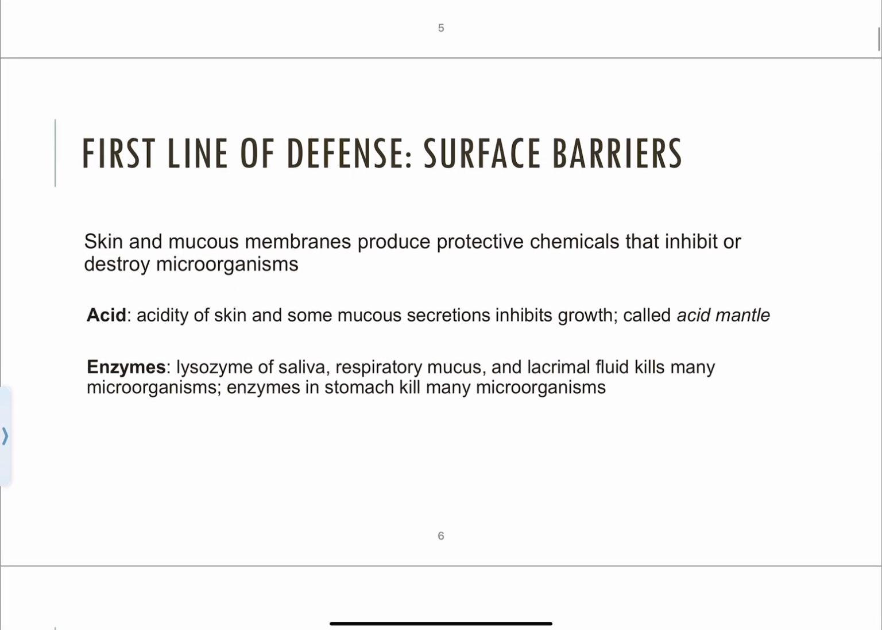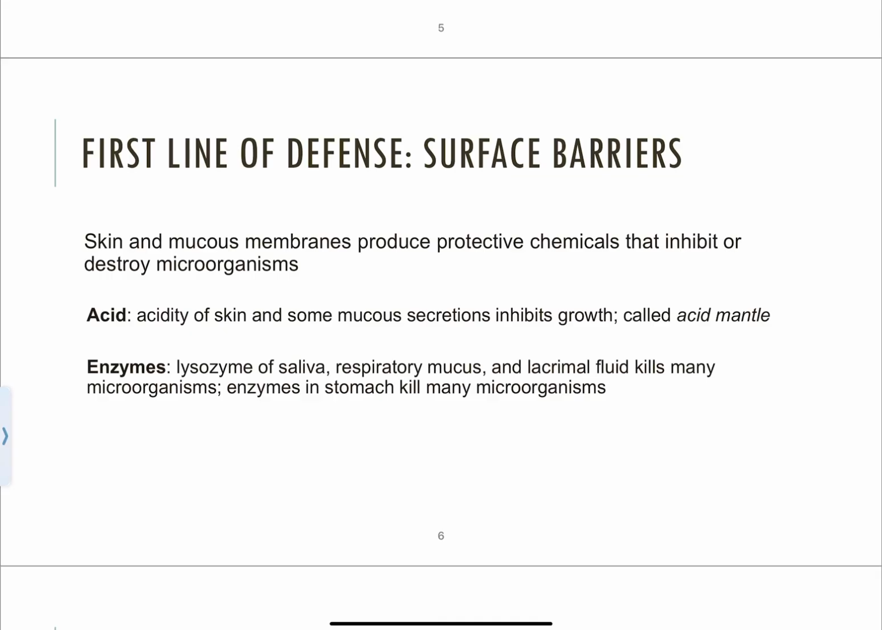Some of the things that our skin and mucous membranes can produce to help ward off these different microbes or pathogens: one would be the presence of acidity. Our skin is slightly acidic, and some mucus secretions can also inhibit growth. We collectively call the acidity of the skin and the mucus secretions the acid mantle. We also have some enzymes, like lysozyme, that's present in our saliva, as well as the mucus in our respiratory system and our tears, our lacrimal fluid. All of that can kill microorganisms.